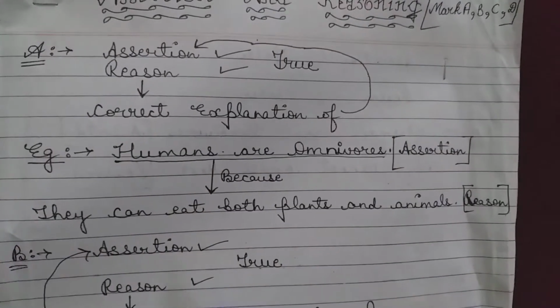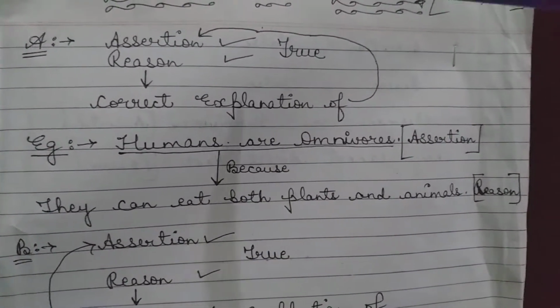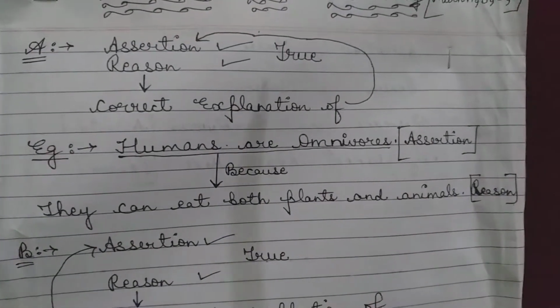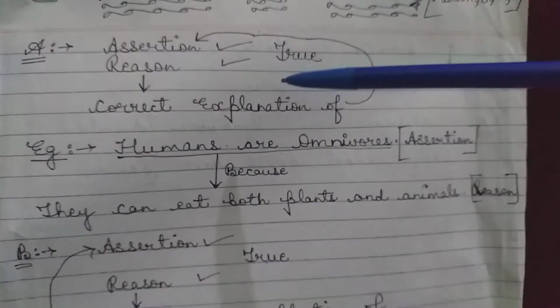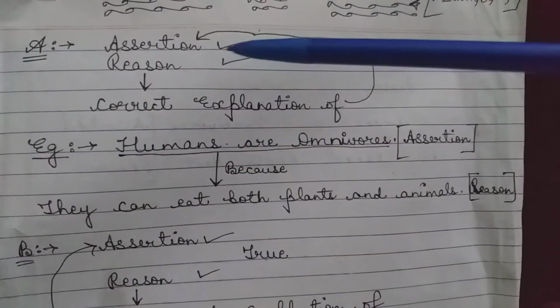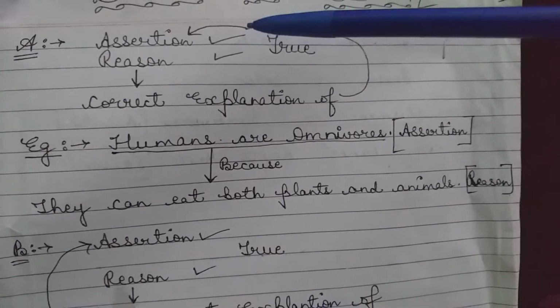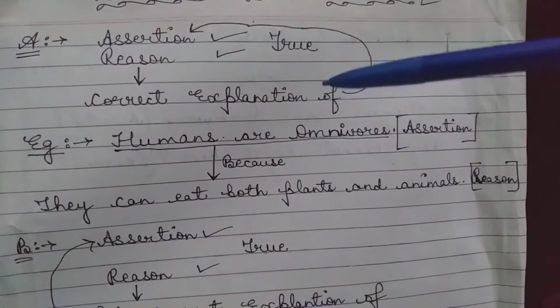See students, when are you supposed to mark A? First of all, you will read the assertion. Assertion means the statement, and then the reason. If the assertion is true, the reason is true and the reason is the correct explanation of the assertion, then you are supposed to mark the answer A.